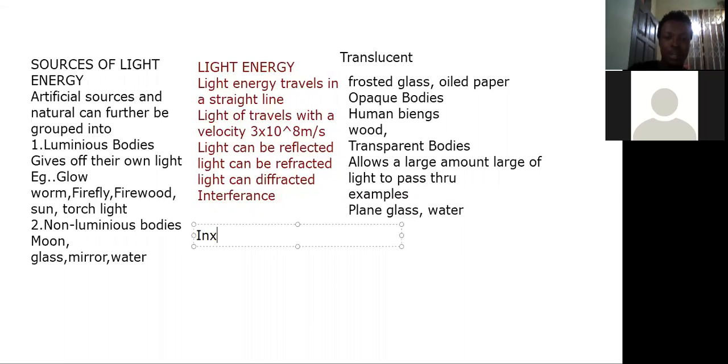Incandescent. So these are examinable questions, especially under light. They can ask you to define the following bodies: incandescent bodies, transparent bodies, fluorescent bodies, phosphorescent bodies, luminous bodies. They can give you one for each or two for each. I hope I made myself clear.